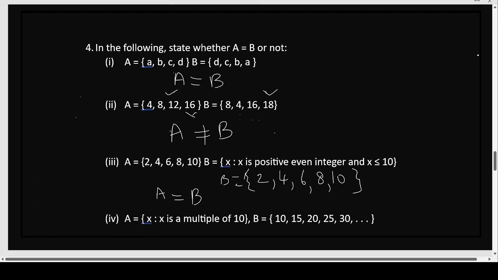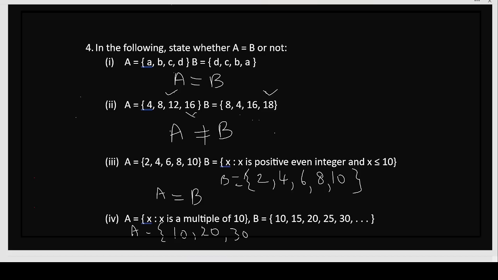Next one. A is x such that x is a multiple of 10. B is 10, 15, 20, 25, 30. What is A in roster form? Multiples of 10 means 10, 20, 30 and it goes on like that. And B is 10, 15, 20, 25 and 30. It's multiples of 5 in fact. So 15 is not there, 25 is not there. So some elements are not there. All the elements of B are not present in A. So A is not equal to B.